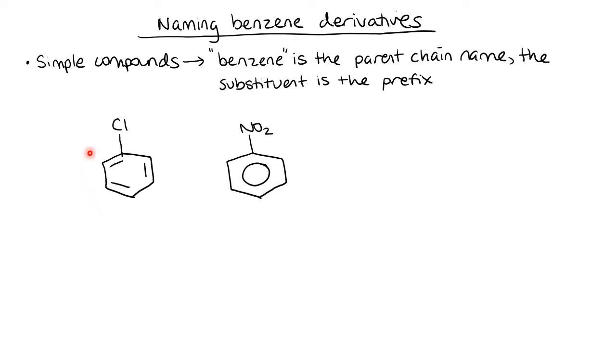Now in our first example, we have a chlorine attached to benzene. Now the name for chlorine as a substituent is chloro. So the name of this molecule will simply be chlorobenzene. In our second example, we have an NO2 group, which is known as a nitro group. And we'll get really used to nitro groups as Chapter 17 and 18 progress. So the name of this molecule will simply be nitrobenzene.